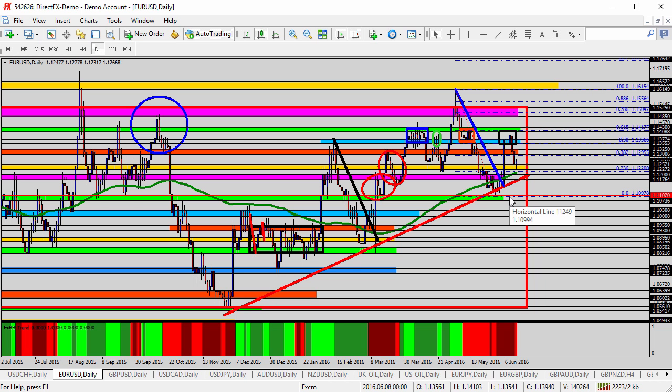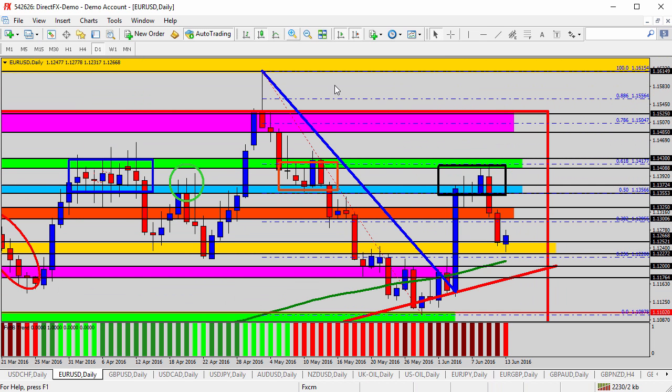We're falling back down into it. Of course, I'd like to see the breakdown of that if we're going to see it go lower. But for the time being, I think we need to focus our energies on the upside for this currency pair. Let's go ahead and zoom it in a couple of times.